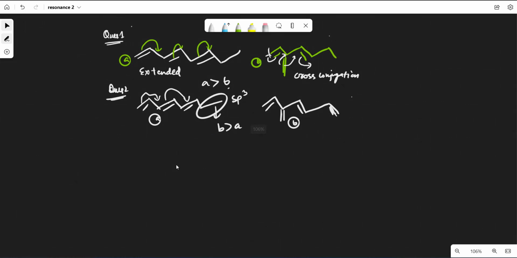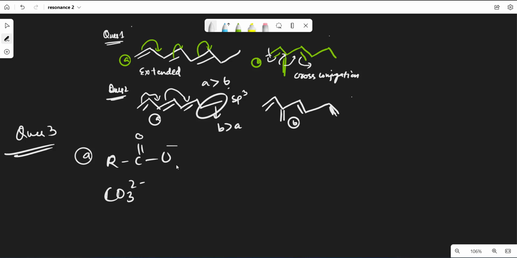Okay, we'll go on to question number 3. You have the two compounds: R-C double bond O and O negative, and CO3 2 negative. This is also called carbonate. If you want me to draw the structure of it, you can draw it like this, with just 2 negative. Anyway, which one is more stable, tell me.